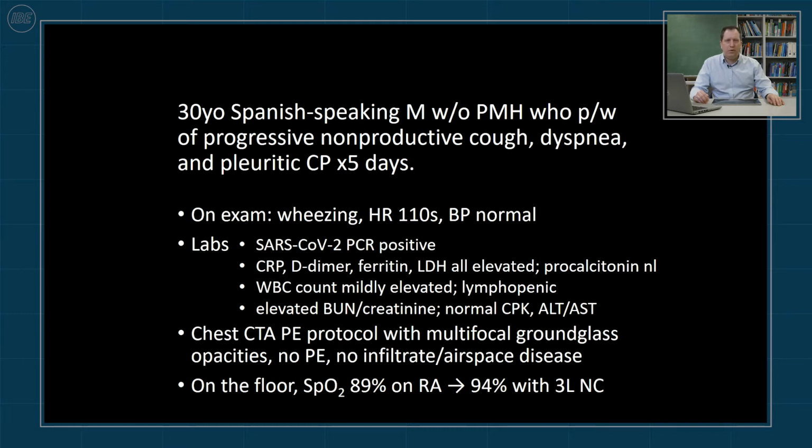A chest CT angiography with PE protocol shows multifocal ground-glass opacities, but no PE and also no airspace disease or pneumonic infiltrate. On the floor, his peripheral oxygen saturation is 89% on room air, but improves to 94% on 3 liters. So let's start with the unspecific treatments.